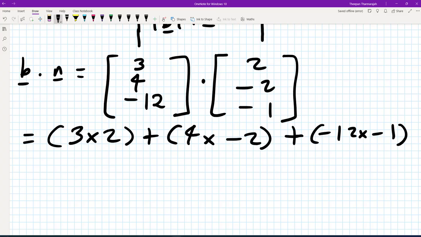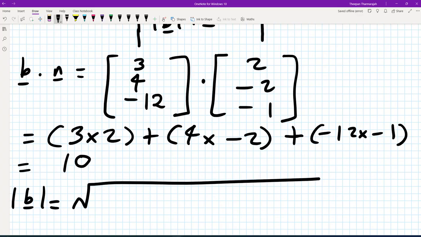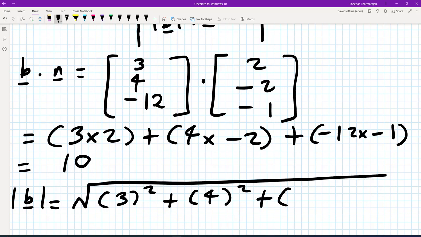So we can just simply type that into our calculator, and that's simply just going to give me 10. So b dot n gives me 10. Now I'm going to find the modulus of b. Straightforward Pythagoras here. That's just 3 squared plus 4 squared plus minus 12 all squared.